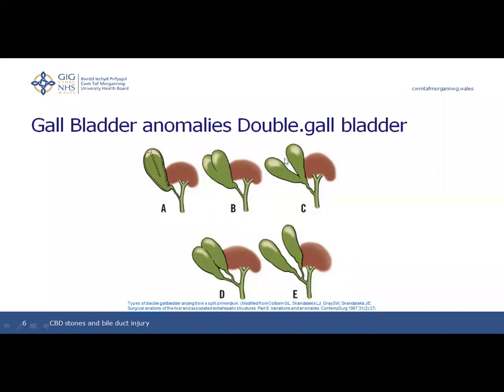Sometimes there can be two gallbladders with one cystic duct. There can be two gallbladders with two cystic ducts which combine to form a common cystic duct which drains into the common bile duct. And there can be two gallbladders with two cystic ducts, but the confluence will be so limited that it straight away joins into the common bile duct. These are a few anomalies of the gallbladder and the cystic duct.